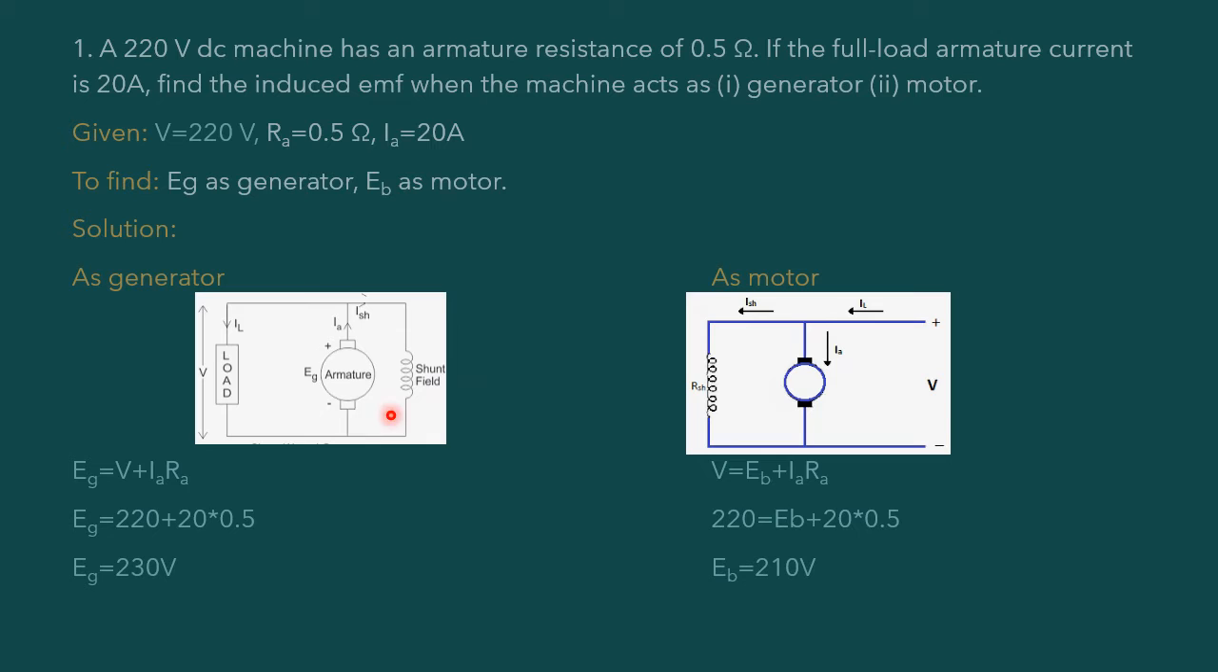So what is the formula? You take this loop. You can also take the other loop, but here no data are given for the shunt field winding, the shunt field resistance or anything, so we are taking this loop. EG is the voltage rise. According to Kirchhoff's voltage law, the sum of voltage rises equals the sum of voltage drops. So we write the generated voltage EG on one side, and the drops on the other side: the voltage across the load V plus IARA. Substituting V as 220 plus IA, 20 into 0.5, we get 230 volt.